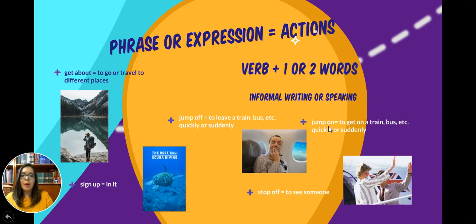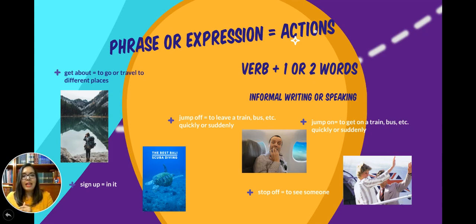Another one is jump on. That means to get on a train, a bus, or a plane quickly or suddenly. Okay. So for example, you can say, oh, I need to go to Chicago right now. So I need to jump on the plane right now. Okay. And the opposite is jump off. That means to leave a train, a bus, or a plane quickly or suddenly. For example, I need to go to my job as soon as possible, so I need to jump off the plane now. Okay, quickly. That means quickly.